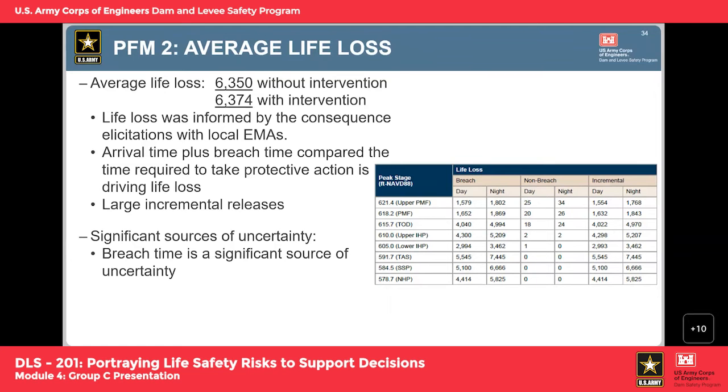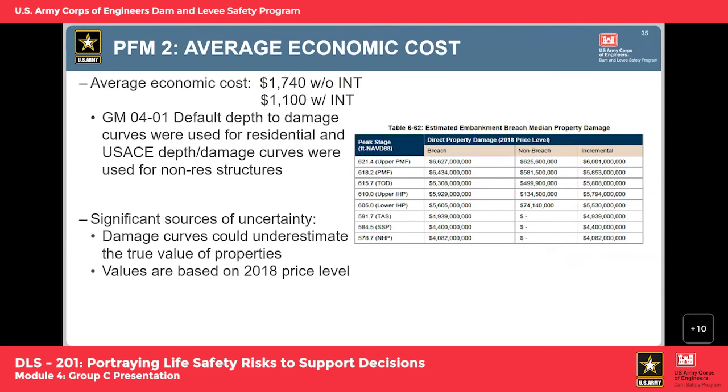The average annual economic cost is 1,740 without intervention and 1,100 with intervention. These were developed using the same methods as PFM1 and therefore have the same sources of uncertainty. As you would expect, the costs from the dam breach are significantly greater than the spillway failure. And are there any questions regarding the failure modes before we move on to the risk estimate?